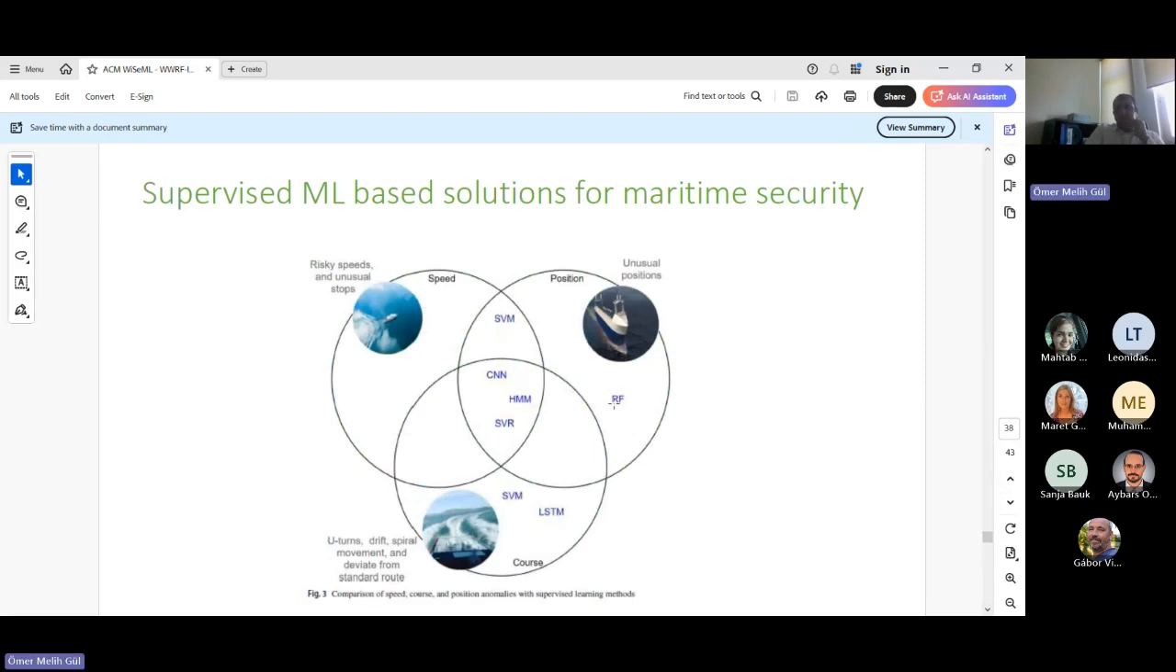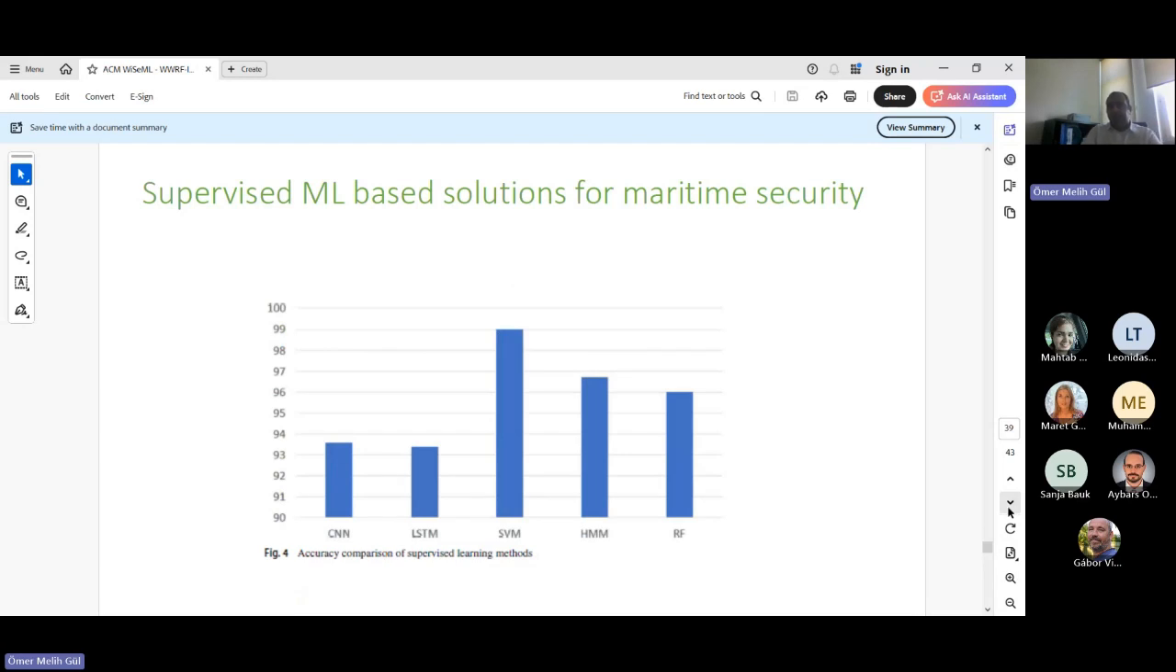In that case, you will use SVM (support vector machine), HMM (hidden Markov model), random forest, LSTM, or even CNN. Depending on the feature and the length of the sample, you may use a deep learning type, a CNN approach, for classification.